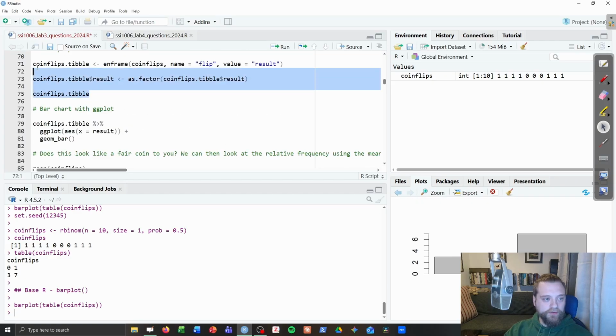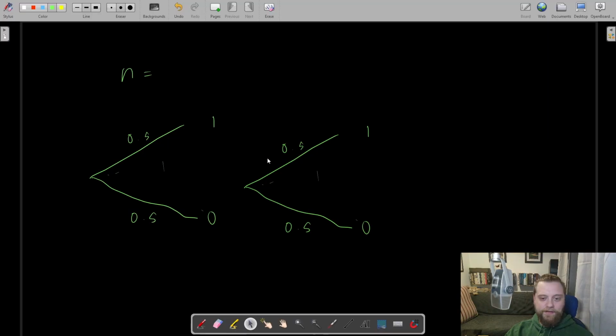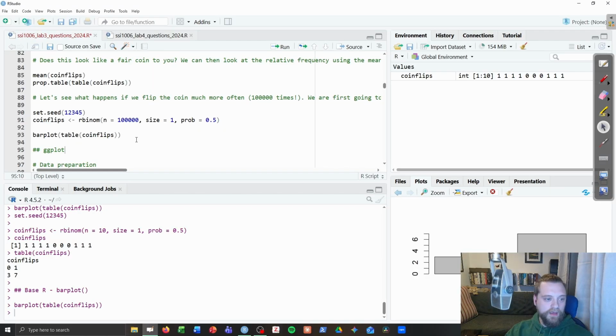This is some code that puts this into a data frame. We'll come back to this later. But let's look at what happens if we increase this size parameter even more. So there's no way I can visualize this, right? I'd need 100,000 of these individual coin flips. But we can generate it really easily using R.